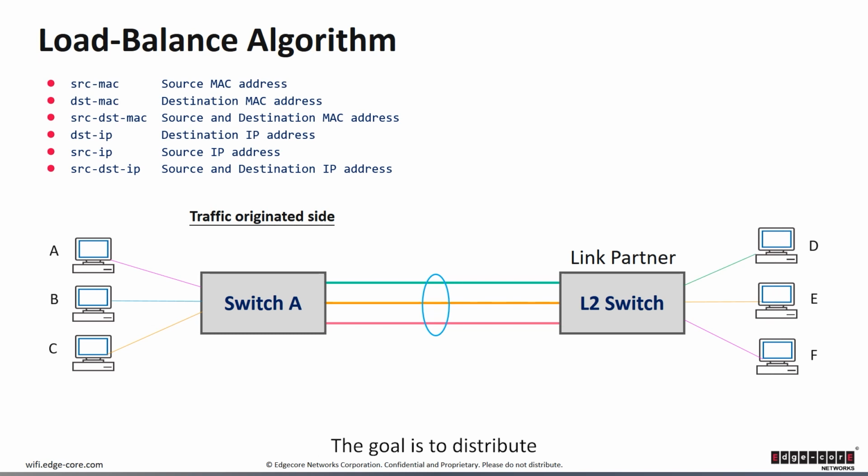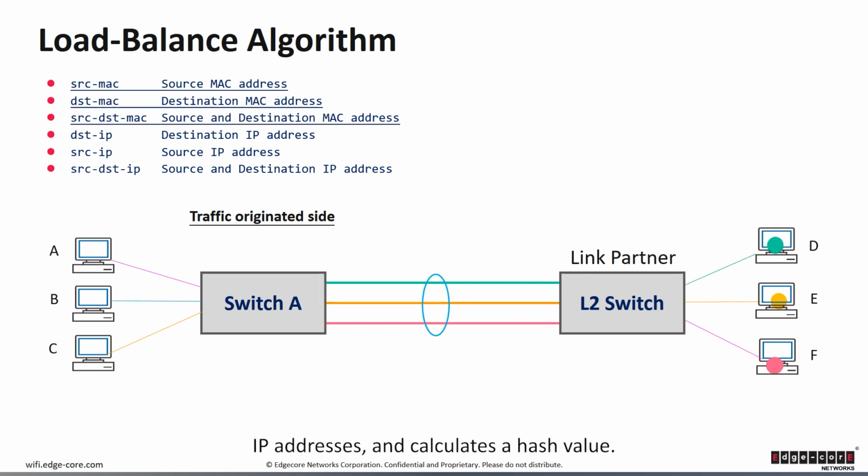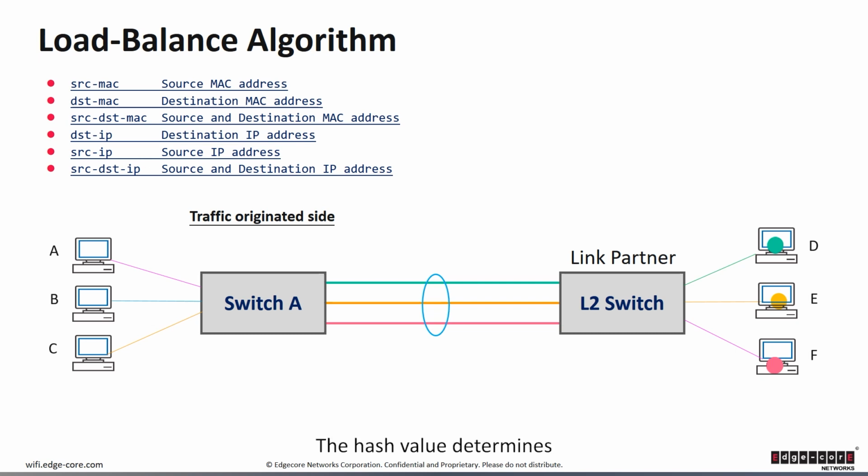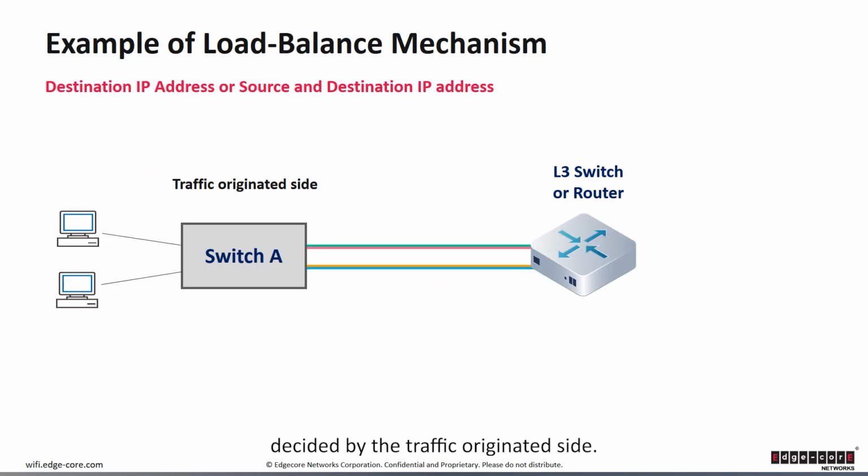The goal is to distribute the traffic evenly across the available links and avoid congestion or underutilization of any link. The switch uses a hash algorithm that takes some information from the packet, such as the source and destination MAC addresses or IP addresses, and calculates a hash value. The hash value determines which physical link will be used to forward the packet. The hashing mechanism is decided by the traffic originated side.